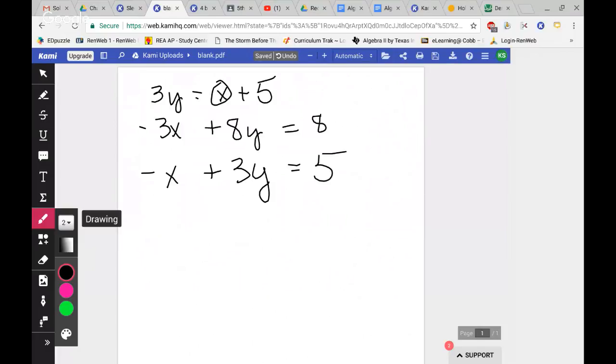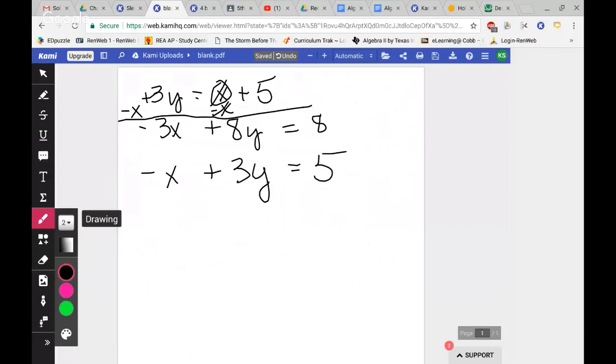Lily? You subtracted the x from the top? From both sides of the equation. Just like if you were putting it in standard form, that would cancel that out. So now you've got a negative x plus 3y equals 5. Does that make sense?